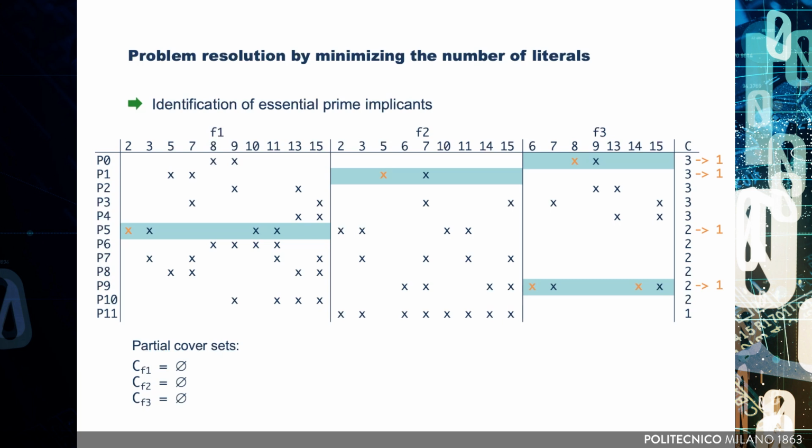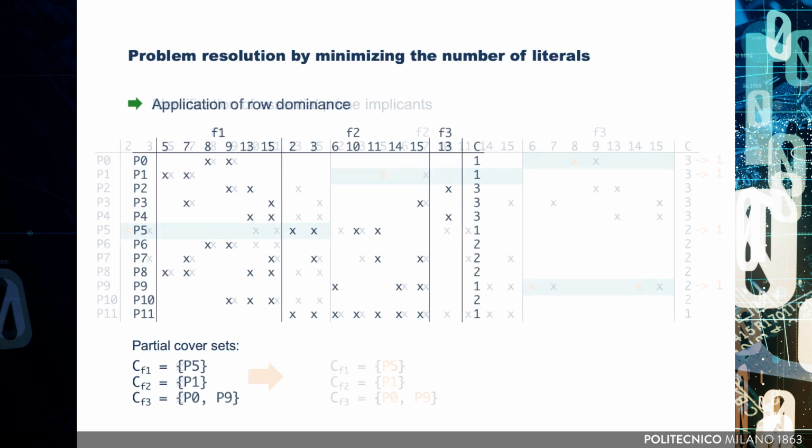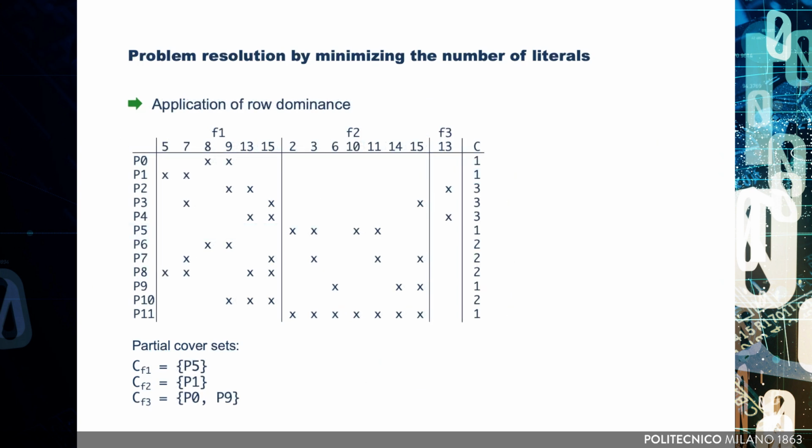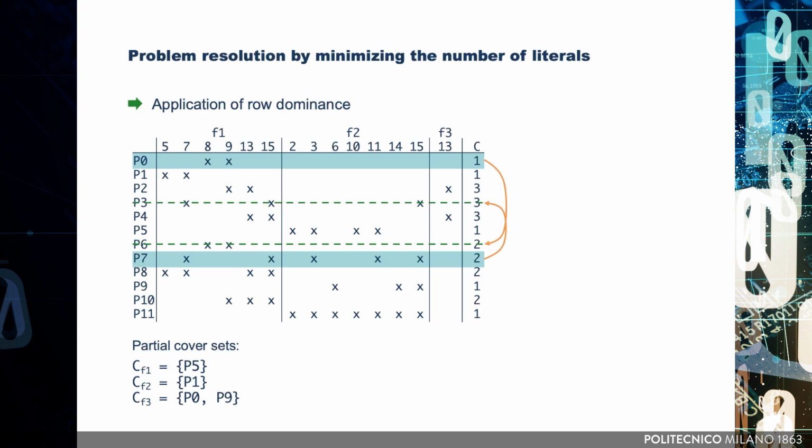We then update the costs of the selected implicants. In this case, the cost is updated to 1, since selecting the same implicant again will only require adding a single 2-input OR gate to the circuit. Finally, we add the selected implicants to the coverage sets of the corresponding functions. Let's now evaluate row dominance. P0 dominates P6 and P7 dominates P3.